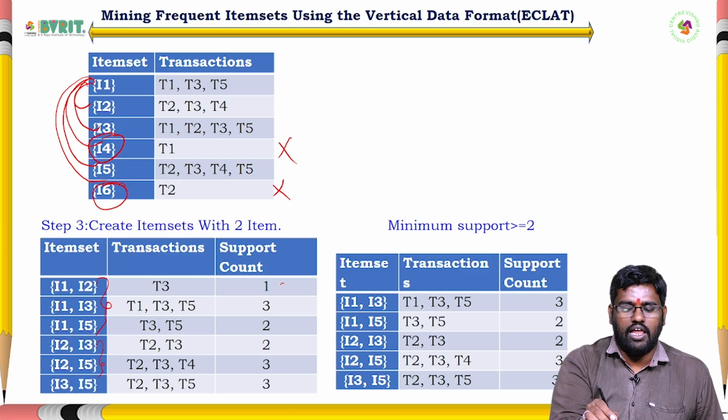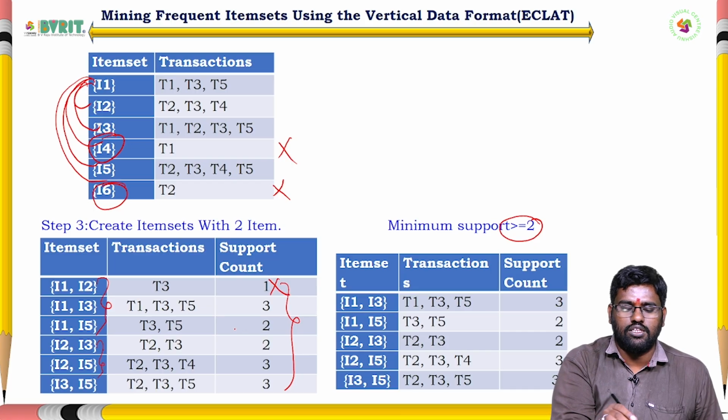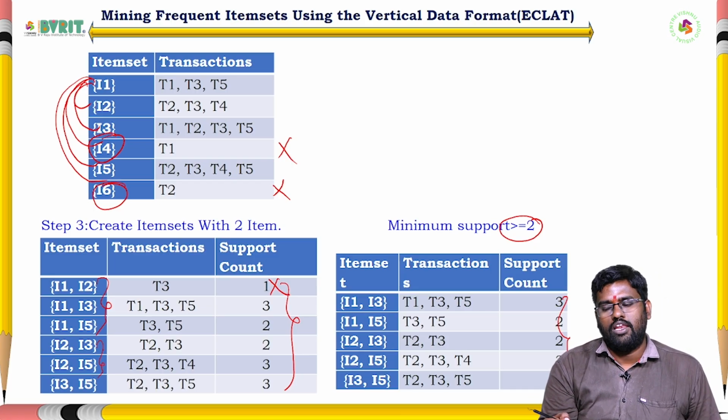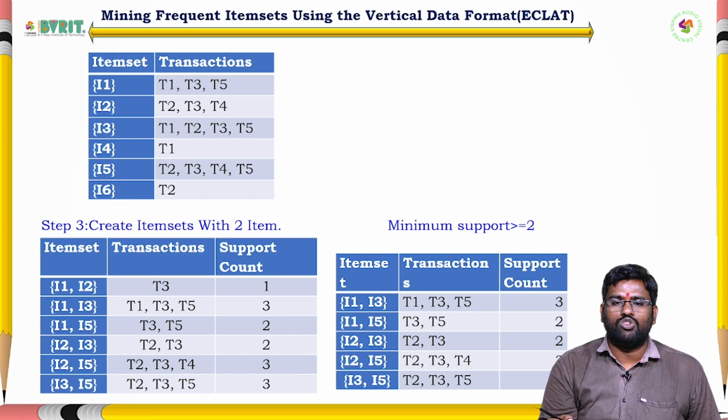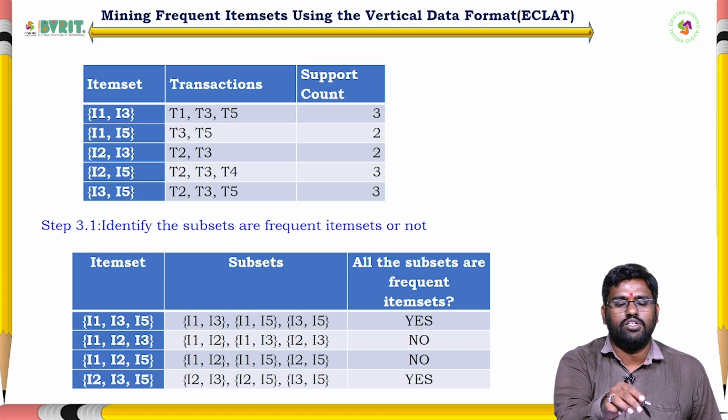So after calculating all these things, the minimum support is given as greater than or equal to 2. That's why we need to remove this item set, and all the others are kept in our data set. This is the 2-frequent item set of values. Now next, the 3-frequent item sets. 3-frequent item sets means we will compare those. So these are the things that have to be there.